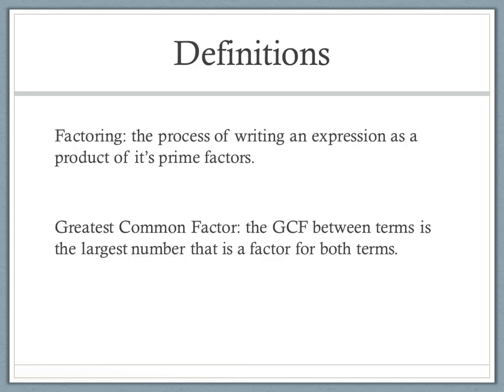All right, guys, before we get to some examples, though, let's look at the definitions. Factoring is the process of writing an expression as a product of its prime factors. In other words, we're writing it as 2 things that are multiplying by each other. Greatest common factor, or GCF, is the largest number that can factor into both terms. So it's really the biggest number that can go into our terms.